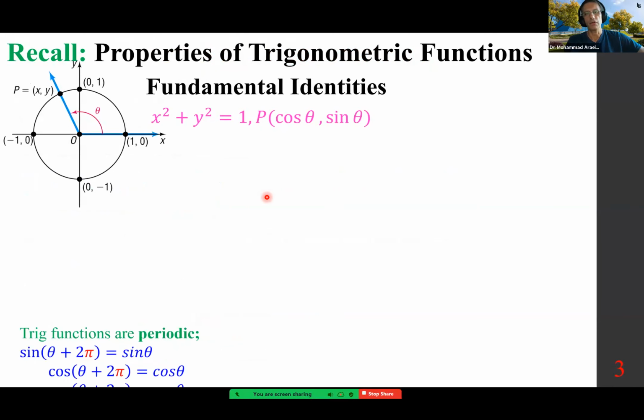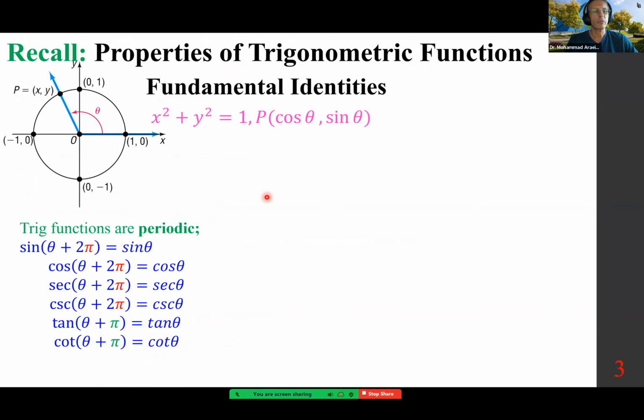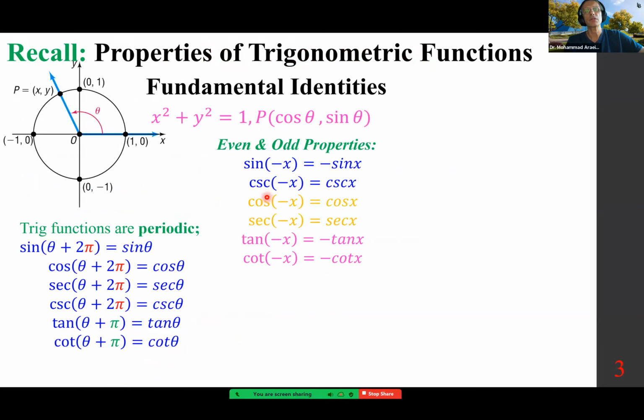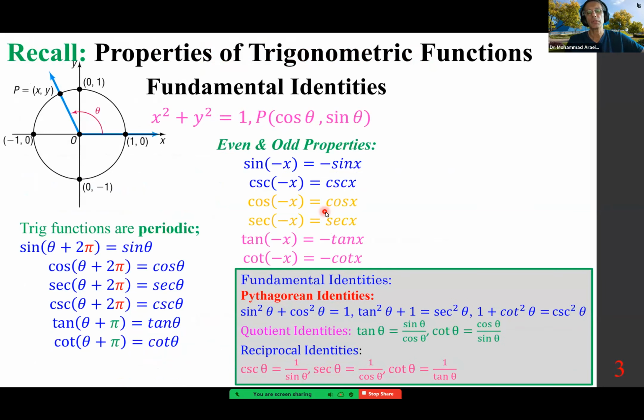Again, the fundamental identities are discussed. The fact that all of them are periodic functions. All of them are odd functions with the exception of cosine and therefore secant. Fundamental identities such as Pythagorean identities, quotient identities, and reciprocal identities.